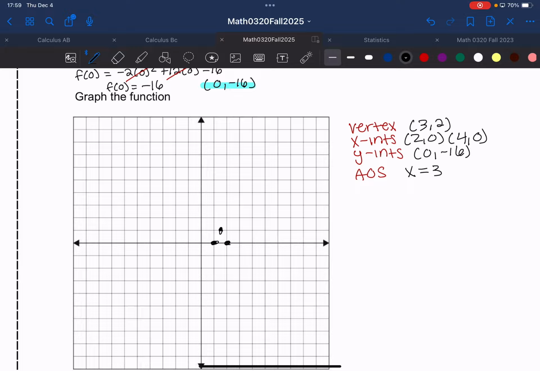Okay, and then the y-intercept at 0, negative 16. So 2, 4, 6, 8, 10, 12, 14, 16. And then axis of symmetry at x equals 3 is going to be a dotted line that goes down here. And then if we recall from the very beginning, that a value that we factored out for our vertex form, was that a positive or negative a value? Negative, so it's going to be facing down.